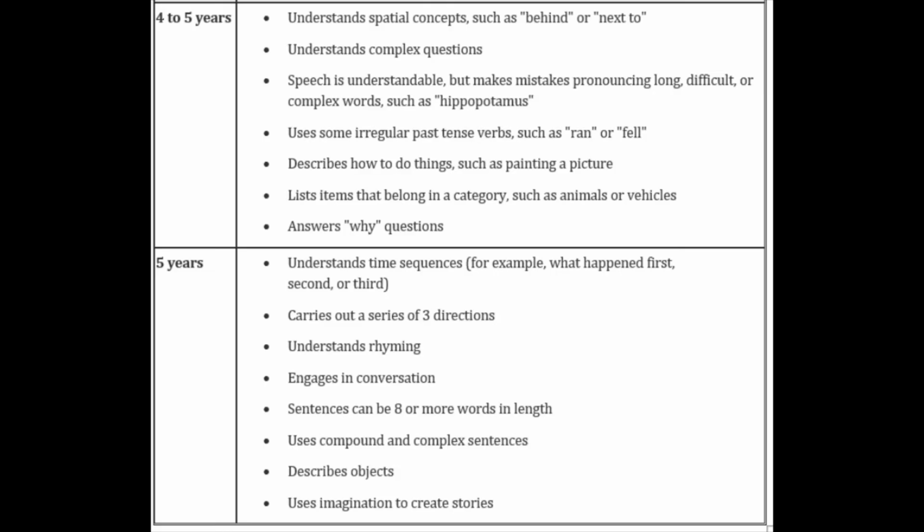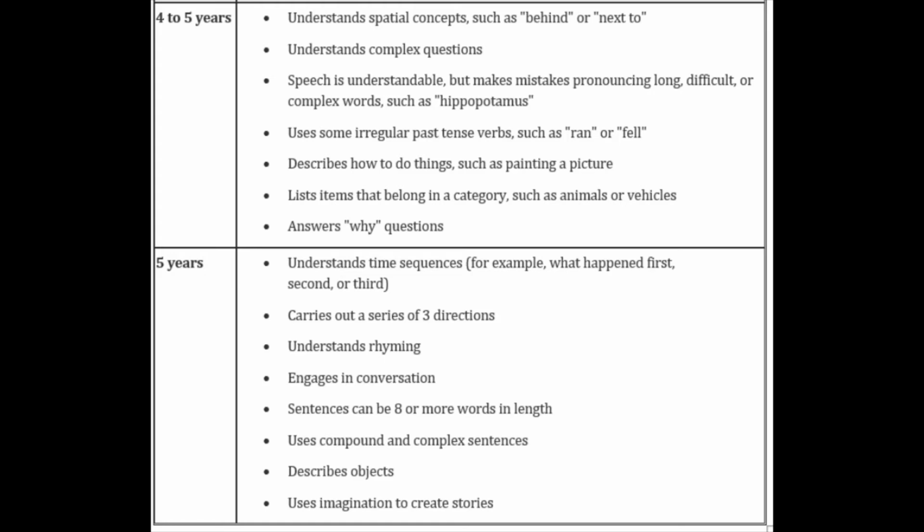And finally, on to the ages of 4 to 5. So they now should understand some spatial concepts such as behind or next to. They should understand complex questions. Their speech should now be understandable, but they can make mistakes pronouncing long or difficult words. They should use some irregular past tense verbs such as ran or fell. They should be able to describe how to do things such as painting a picture. They should be able to list items that belong in a category such as animals or vehicles. And they should be able to answer why questions.